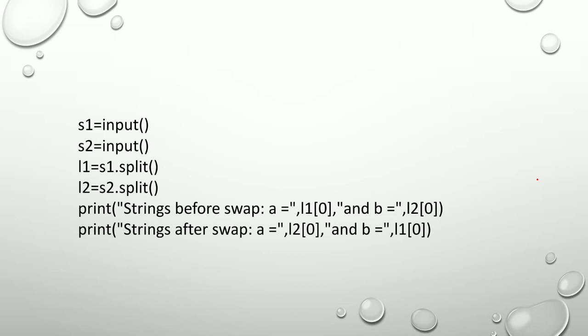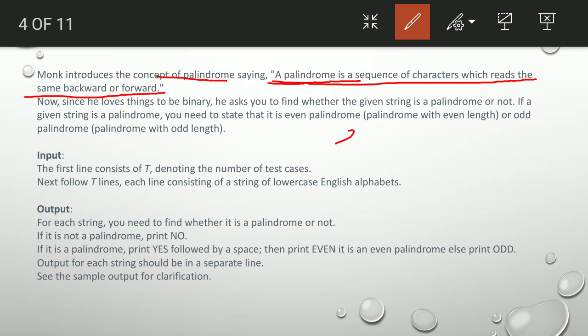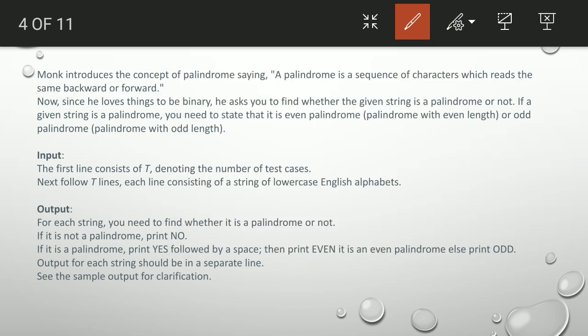Going to the next question. Very big question, but very simple. Monica introduced the concept of palindrome, saying a palindrome is a sequence of characters which reads the same backward or forward. For example, madam. If it is read from the forward it is madam, if it is read from backward madam. So both the forward and the backward reading are same, then yes, it is a palindrome.